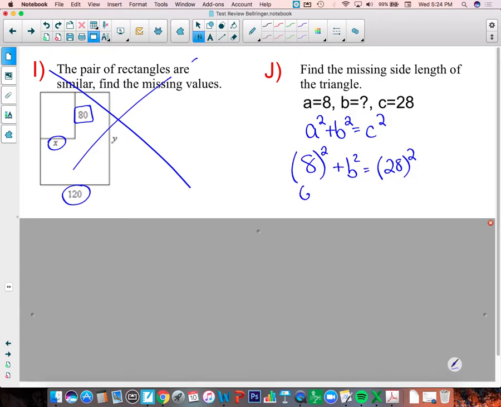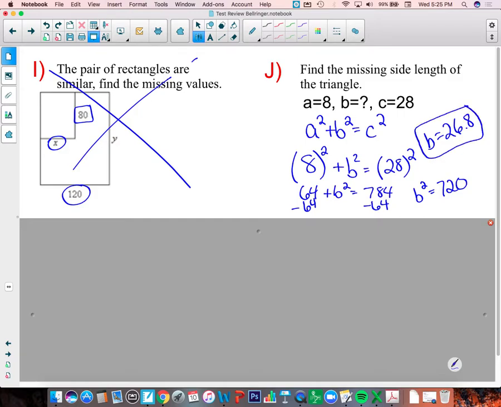So we get 64 plus b squared equals 784. So solve for b squared here. That means we have to move the 64 over by subtraction. We get b squared equals 720. So square root of 720. And I'm letting you guys use decimals on the quiz. So we'd say b is going to be approximately 26 point, and I think it's the 10th place on the quiz. So that would be good enough, going with 26.8.